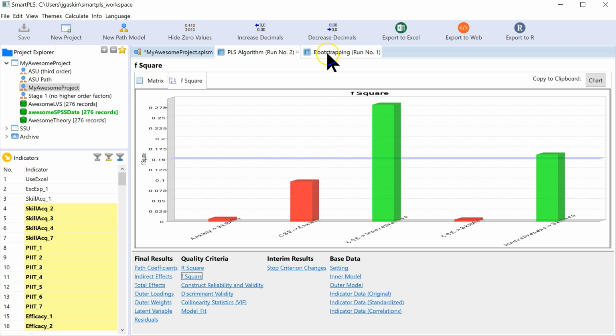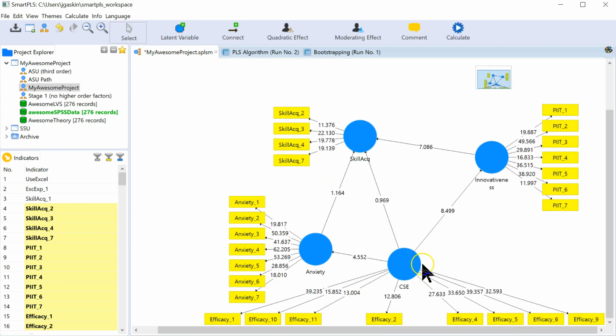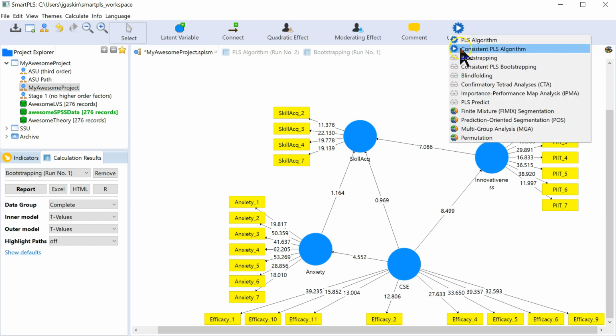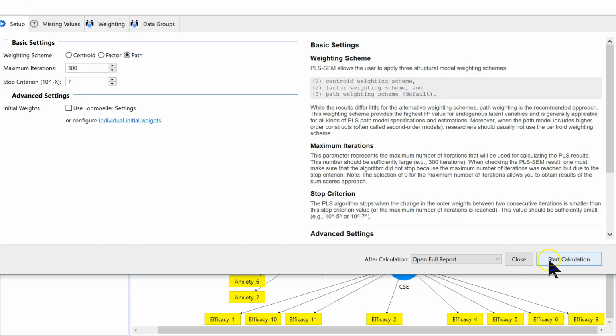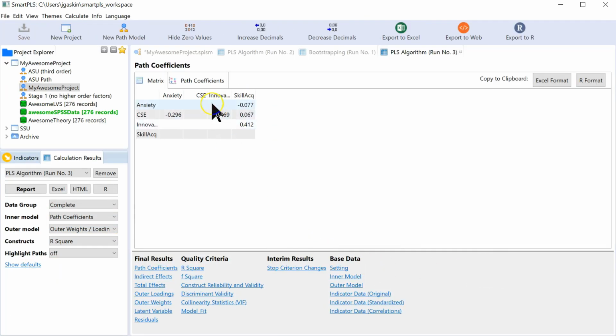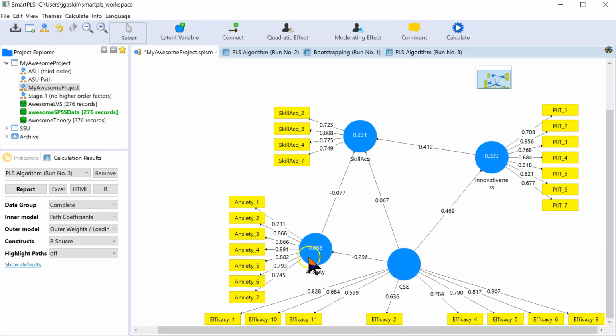If we were to go and look at the R-square, not showing now, but if I go back and do a PLS algorithm, run it real quick, we'll see that the R-square on this is actually very low, 0.088. So that's a really low R-square. So even though we have a statistically significant coefficient, we're not meaningfully explaining any variance in anxiety. And so that's what you get by looking at the F-square, the effect sizes. You get to see whether your significant effect is actually a meaningful effect. Hope that helps.